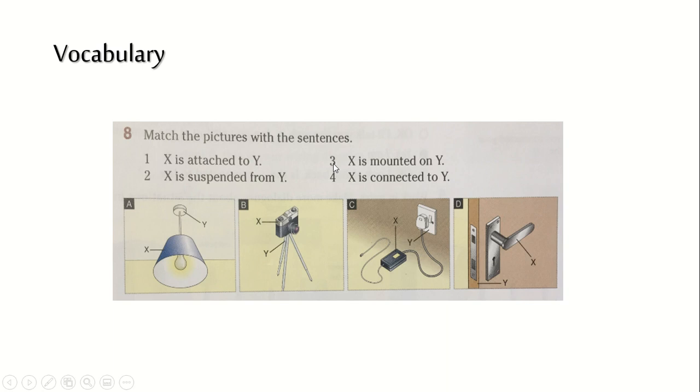Finally, number 3, X is mounted on Y. Which one? And finally, X is connected to Y. Okay, now let's check the answers together. A, which number? 1, 2, 3, or 4?